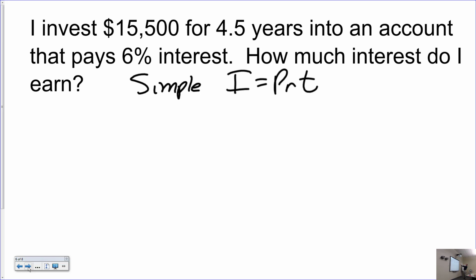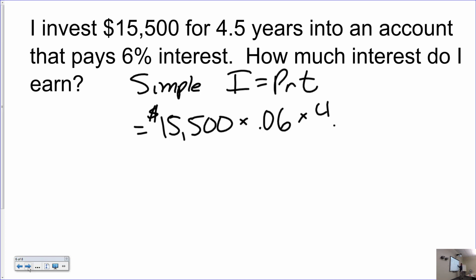So what would you do to figure out the interest in this case? Well, first, you get your principal. 15,500. What's the rate, folks? How am I going to write 6% for simple interest? 0.06, good. And how am I going to write 4.5 years? Okay, good.